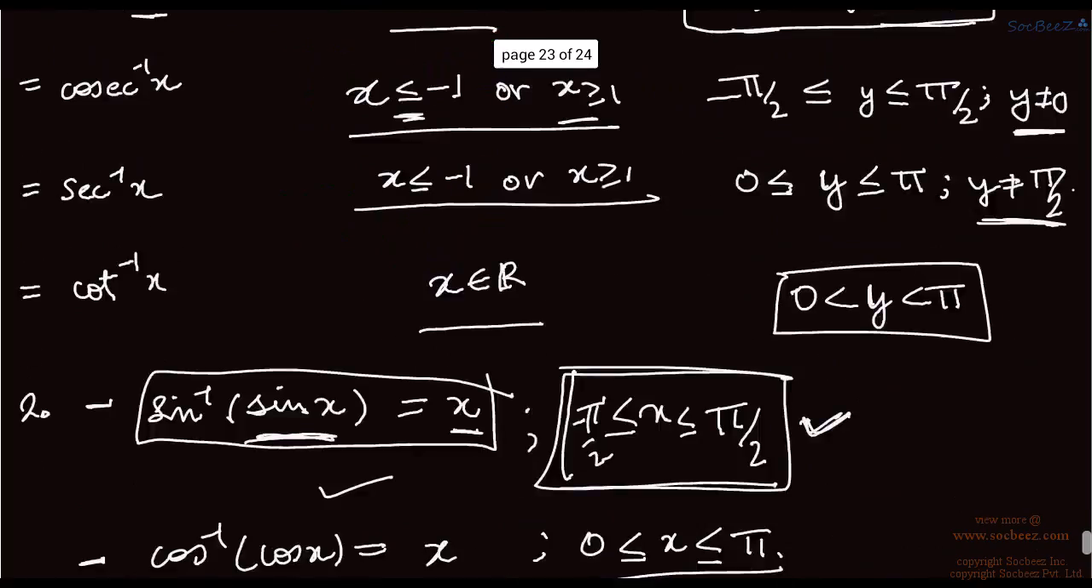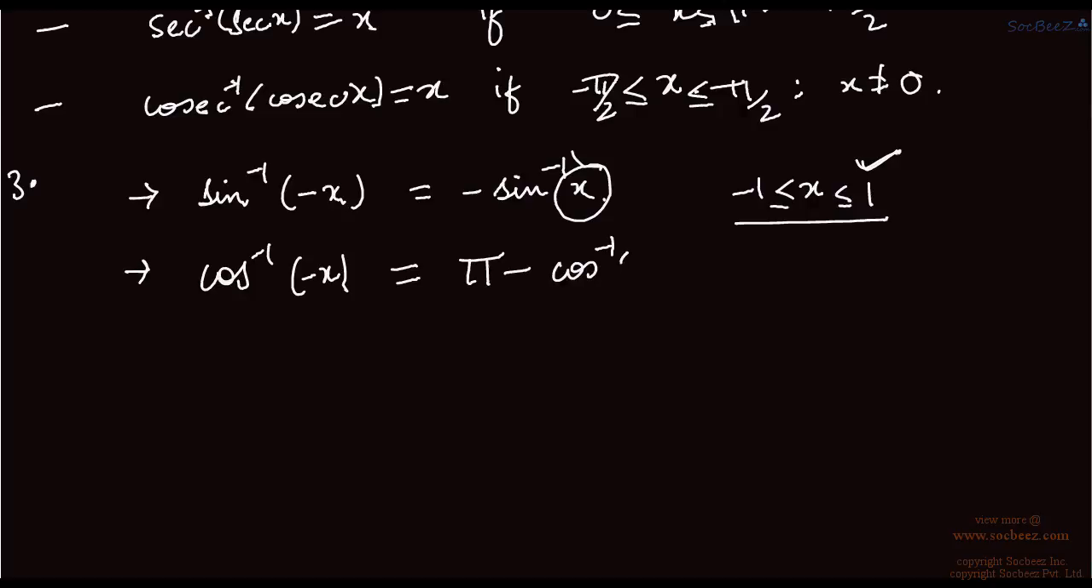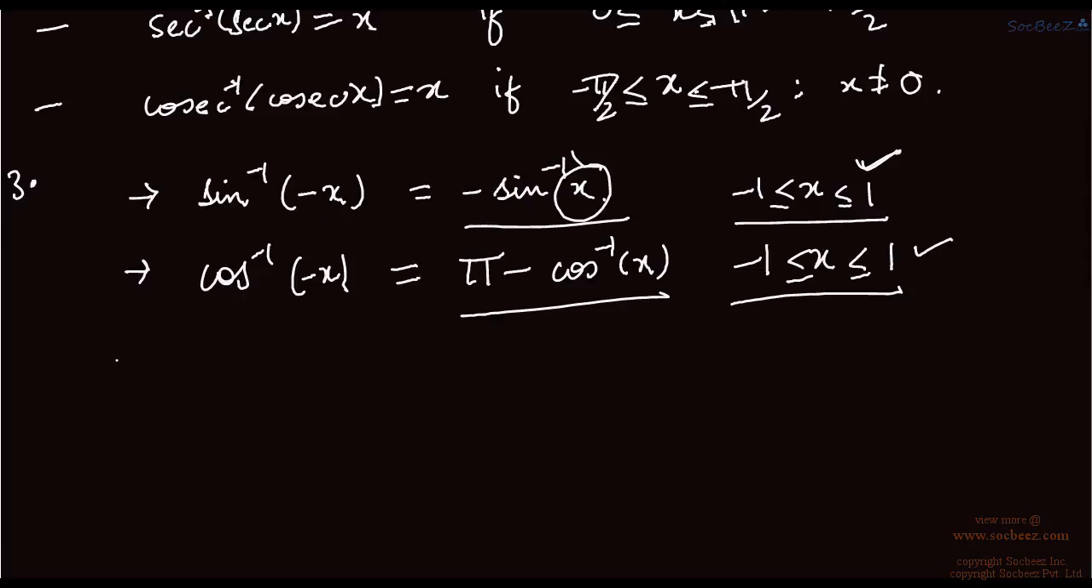Now sine inverse of minus x, this is a property. This is not a minus sign. Sine inverse of minus x is minus sine inverse x, again if x is between minus 1 and 1. For cos inverse minus x, we have a different case. It's pi minus cos inverse x, but x is between minus 1 and 1, because the domain is always the same, minus 1 to 1 for sine inverse and for cos inverse. The domains are the same, but these two results are different.